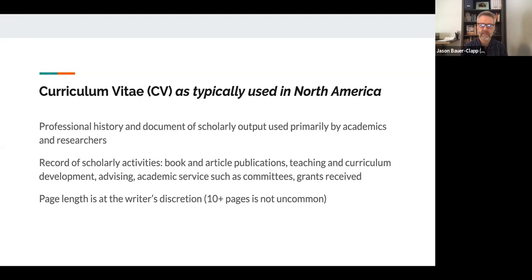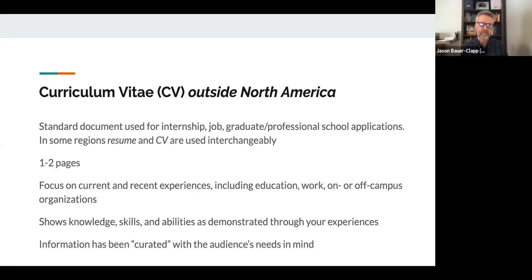This is the kind of thing that can be as long as it needs to be. Certainly, some people in academia may have extensive CVs. But moving ahead, this is not really what we're talking about for international purposes.